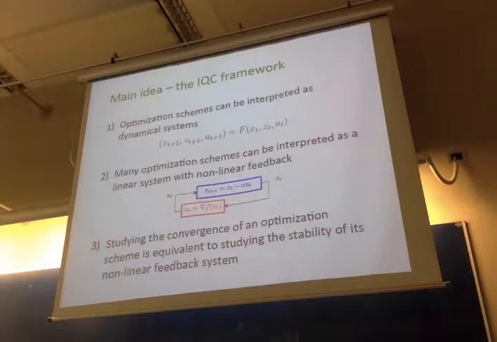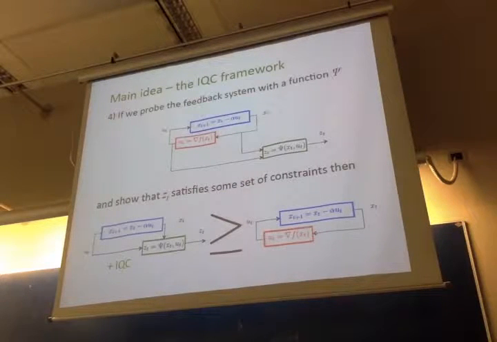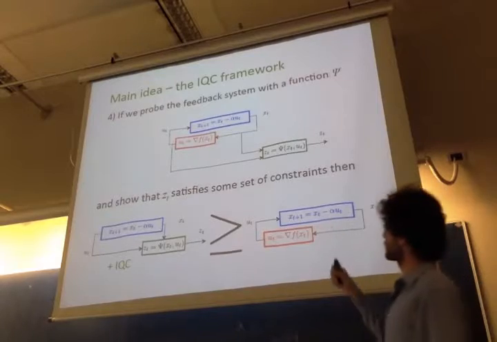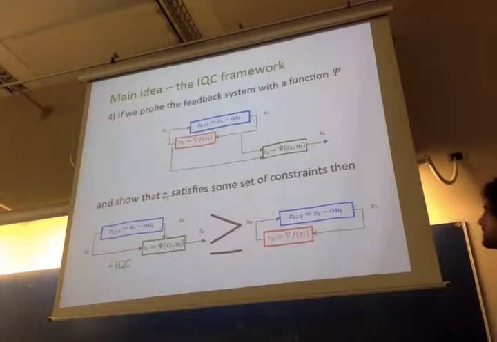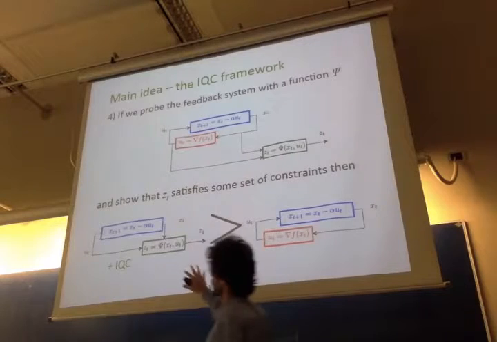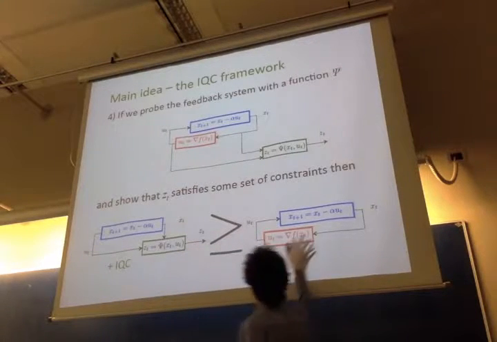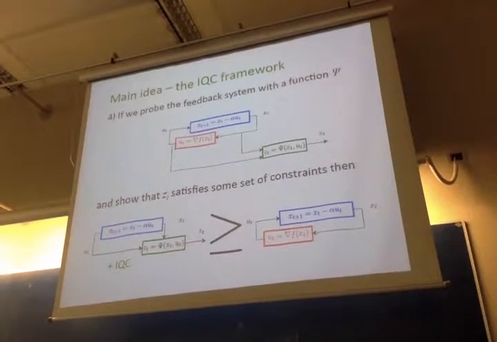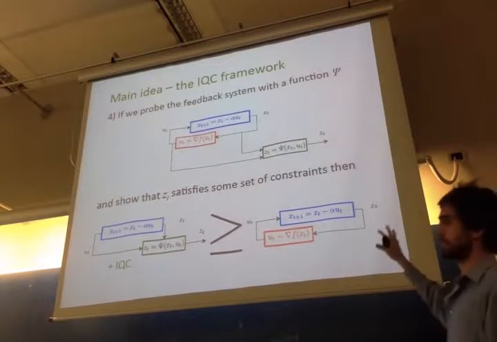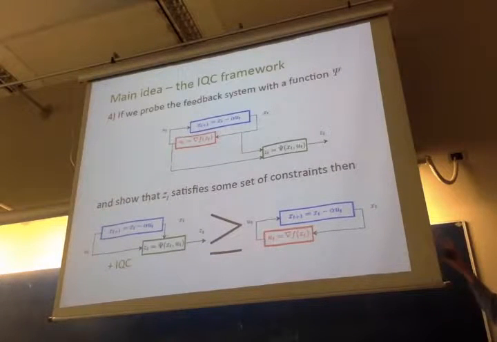And then idea number 4, which is the most important idea, is that if I have such a feedback system and I probe my feedback system with some function psi, and I read some z, then if the z satisfies a set of constraints that I'm going to call IQCs, then whatever property I prove for this open loop system also holds for the closed loop system, because I'm relaxing the set of constraints. This is the most important slide, so I'll make a pause here. If we have questions, now is the time before I continue.